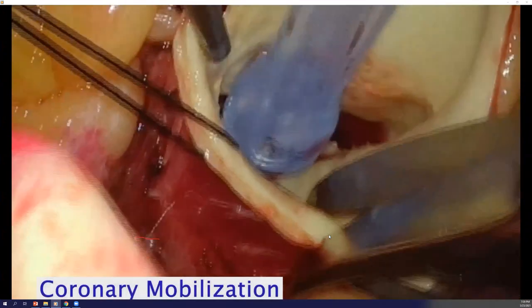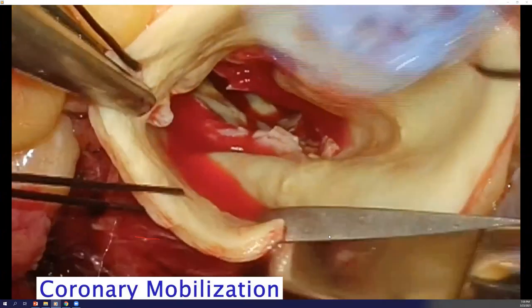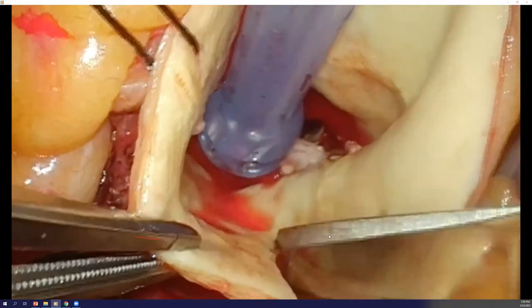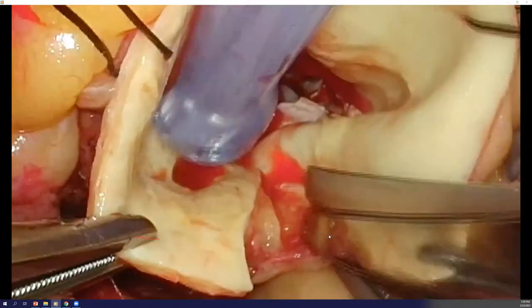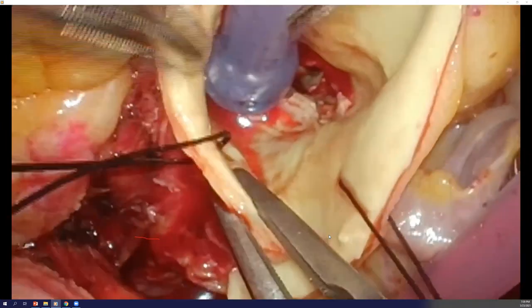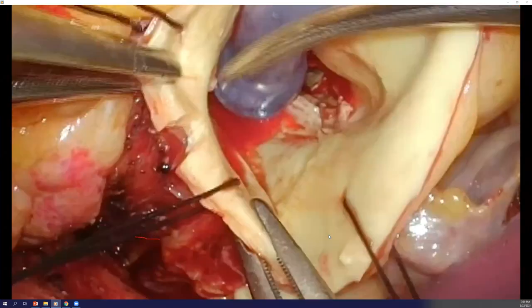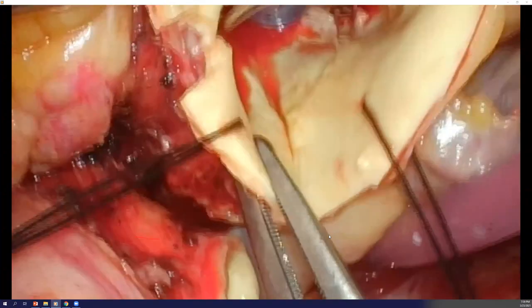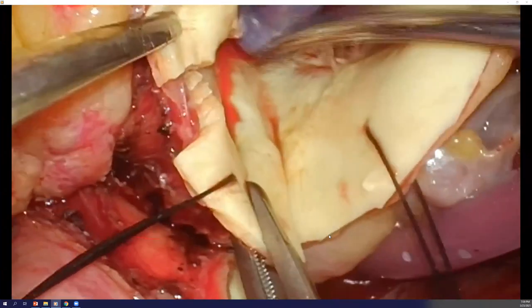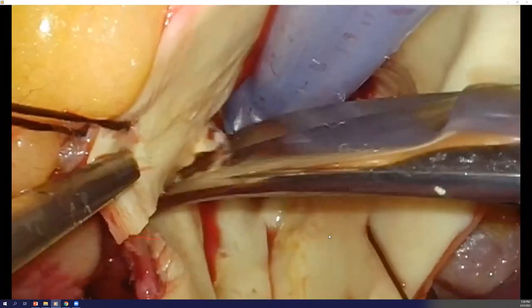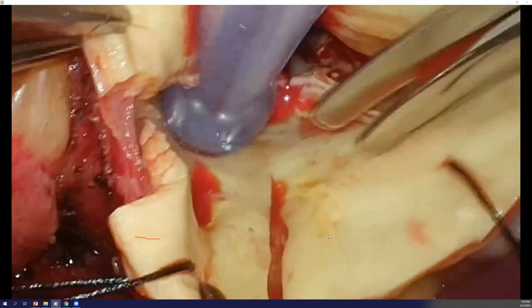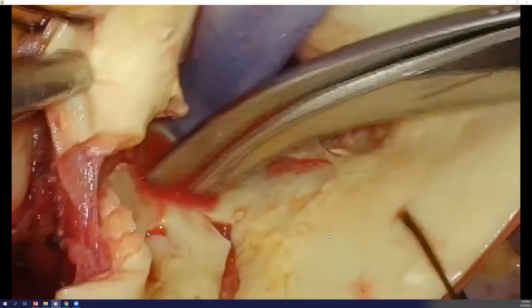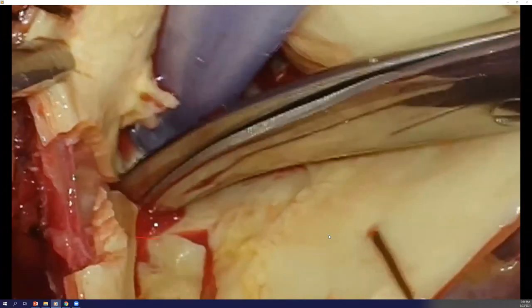The next step is mobilizing the coronary ostia. And what I like to do and teach the residents is to cut it in a rectangular fashion so that there's really no chance of causing any torsion when you reimplant the coronary. If you cut it in a circle shape, it's very easy to have a 90 degree torsion when you reimplant. So a rectangle and that suture at 12 o'clock will ensure that orientation is always perfect.